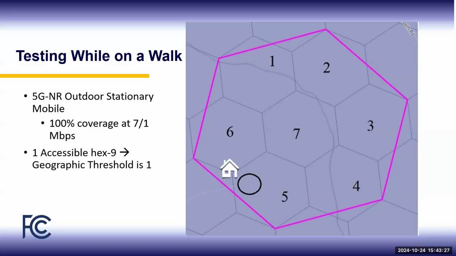Assume the provider claims 100% coverage for 5G NR outdoor stationary at the 7.1 megabit per second threshold. And again, in this example, we will focus on upload speeds, which need to be 1 megabit per second or greater for the 5G NR at 7.1. As we discussed earlier, a single accessible hex 9 means that the geographic threshold that we need to satisfy is 1, or in other words, all our tests can be conducted in a single area, the hex 9 labeled number 5 in this example. Next slide, please.